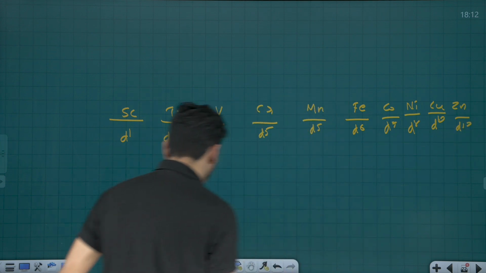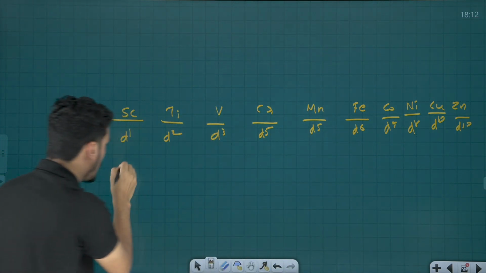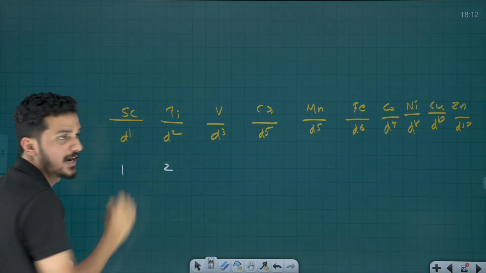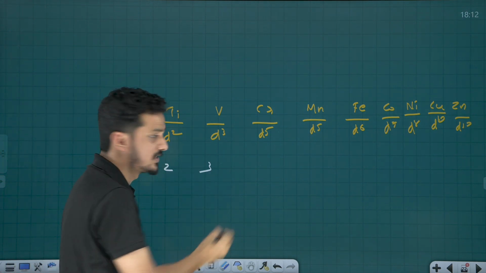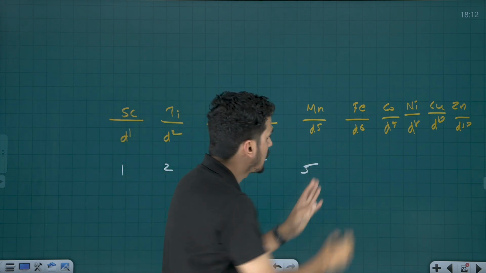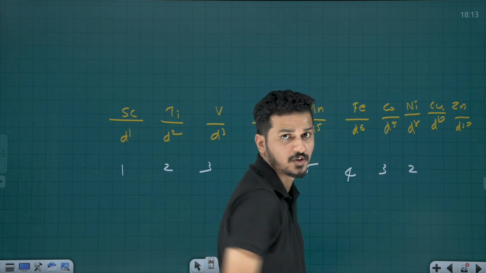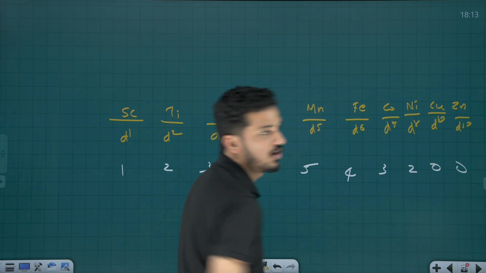So here, number of unpaired electrons, once you are checking, that idea you learned already, guys. Here one unpaired electron is there. Here two unpaired is there. Here three unpaired d electrons is there. Here five unpaired d electrons is there. Here again five unpaired is there. Here four unpaired electrons is there. Here again three is there. Here two unpaired electrons is there. Here zero unpaired electrons are there.